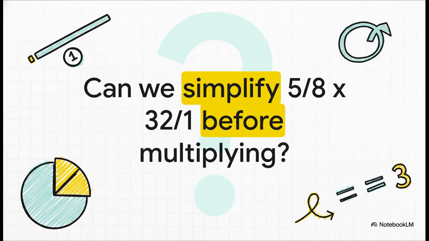Okay, so back to our problem. 5 over 8 times 32 over 1. Let's look diagonally. You see that 8 on the bottom and that 32 on the top? Is there a connection there? Oh yeah, for sure, and we are totally going to use that.